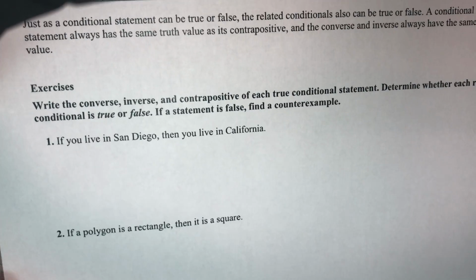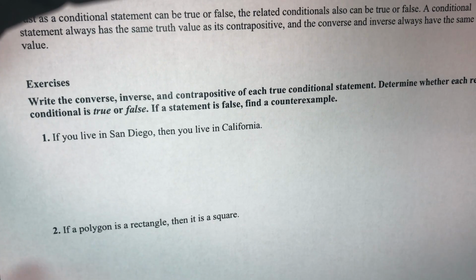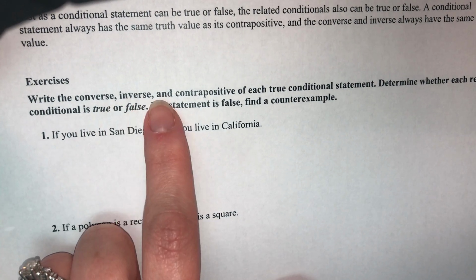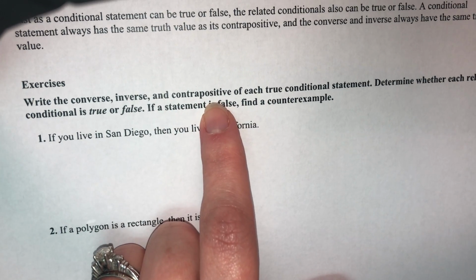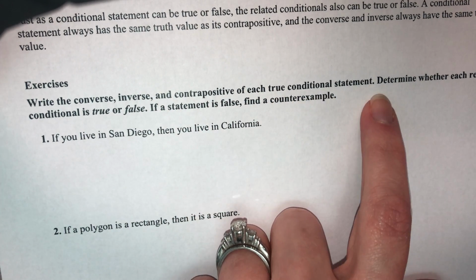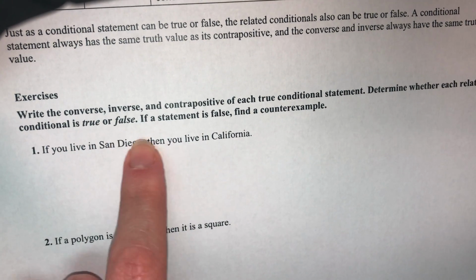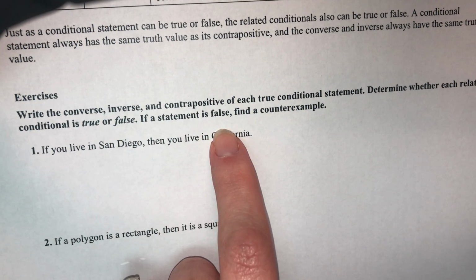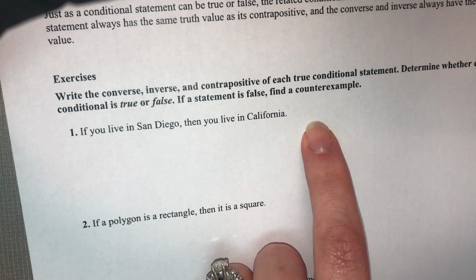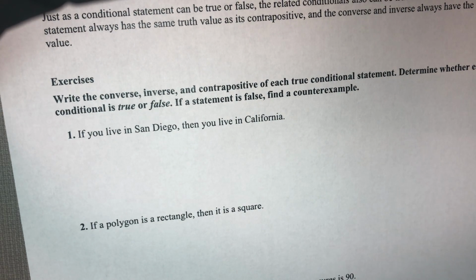So let's take a look at some examples of these. It says, write the converse, the inverse, and the contrapositive of each conditional statement. Determine whether each related conditional is true or false. If a statement is false, find its counterexample. Okay, so there's quite a bit of writing on these problems.